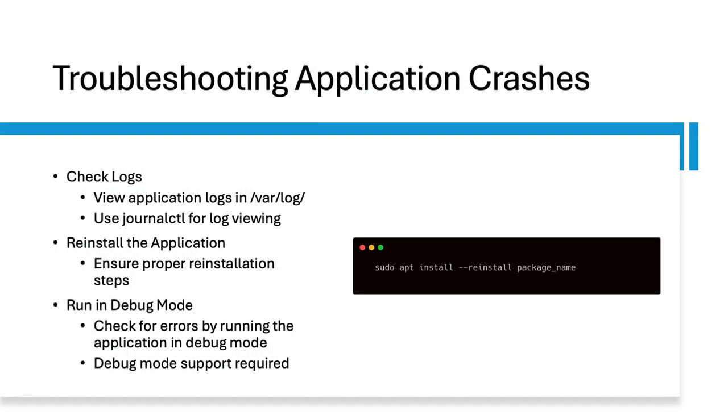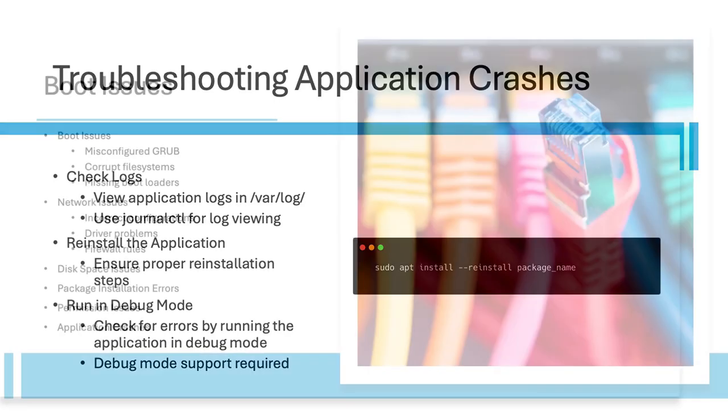To troubleshoot an application, first check the logs in /var/log or use journalctl. If needed, reinstall the application. Finally, run the application in debug mode to identify any errors.